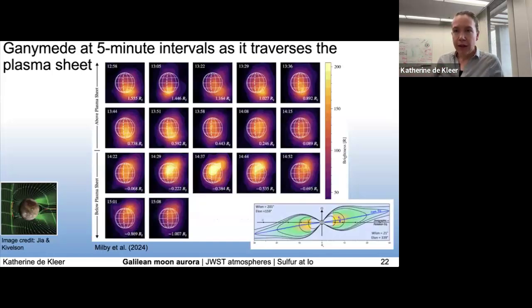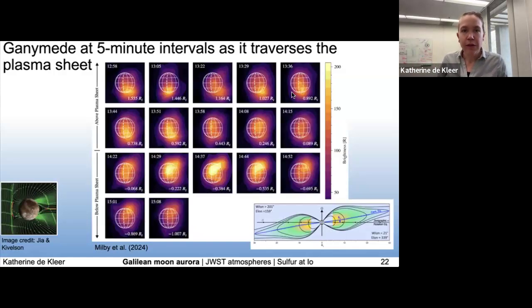So Ganymede, as I mentioned, has its own intrinsic magnetic field. And so in contrast to the other moons, its aurora should roughly follow these same auroral ovals that we have on Earth. They have a slightly different geometry because Ganymede is embedded deeply within Jupiter's magnetic field. But the aurora should be localized to these two auroral ovals.